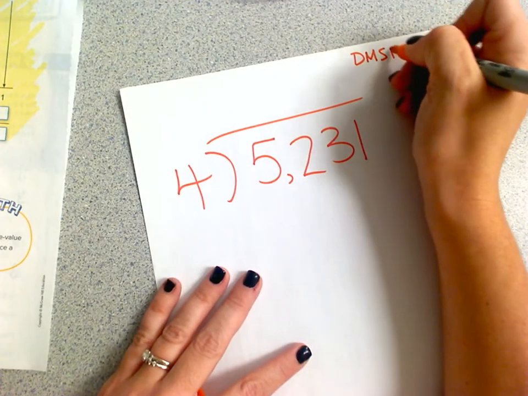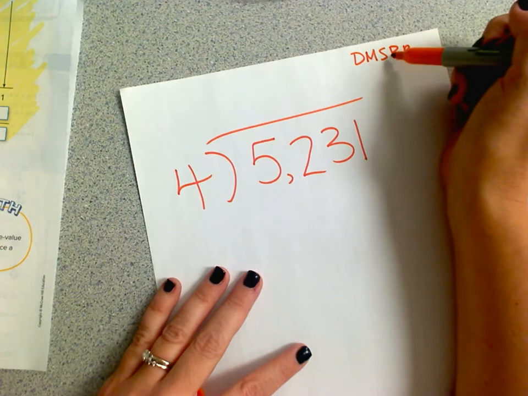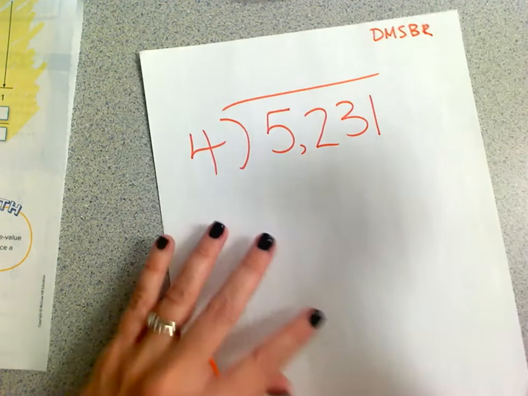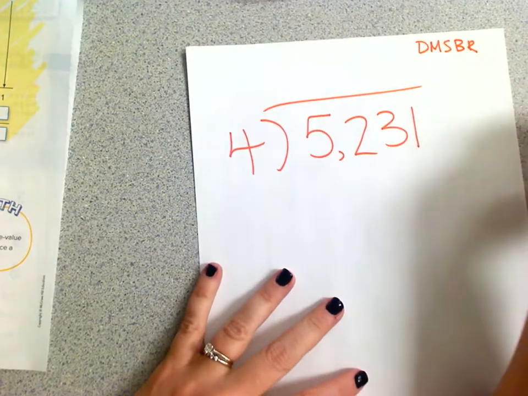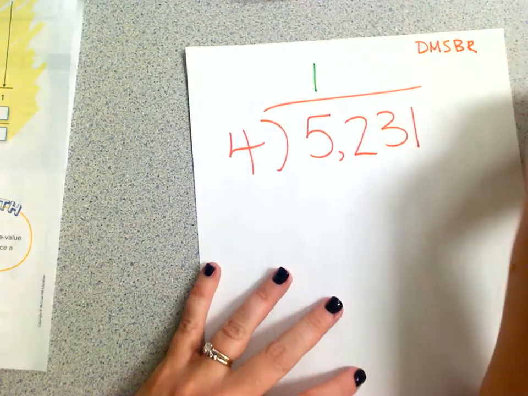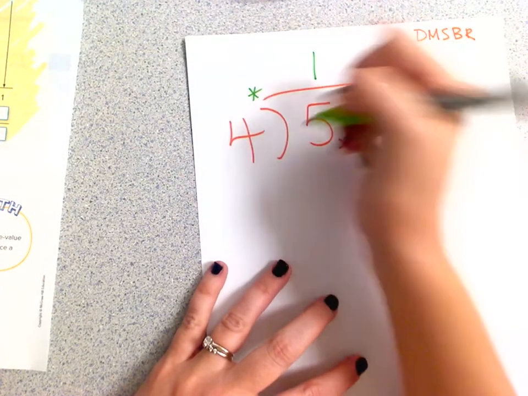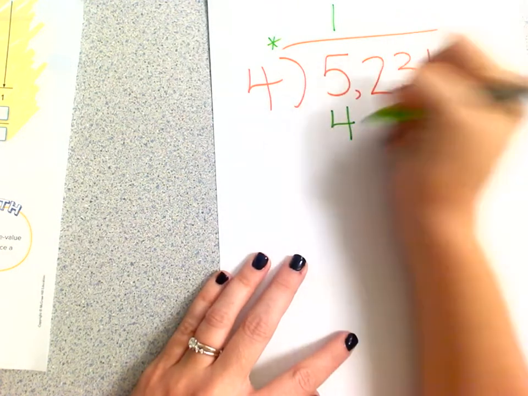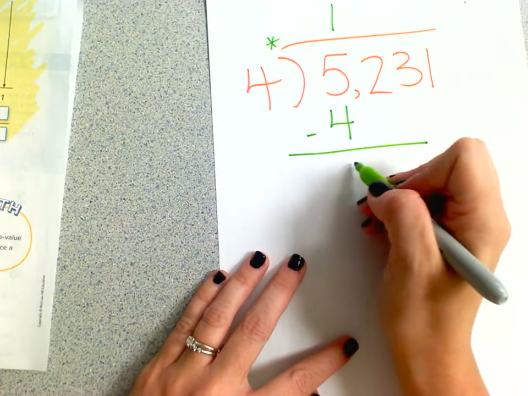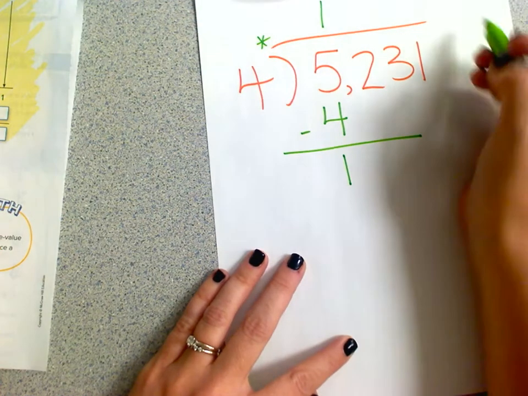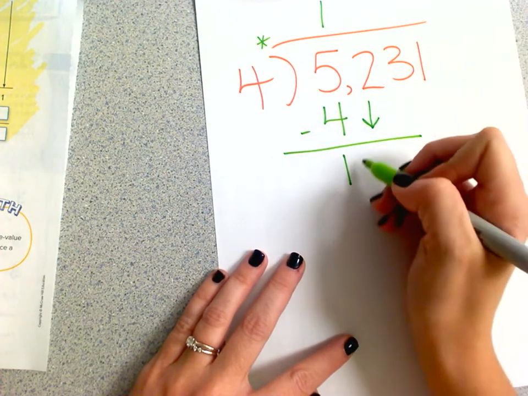Does McDonald's sell burgers raw? Meaning divide, multiply, subtract, bring down, and repeat. Let's get started. Can 4 go into 5? Yes. How many times? 1. 1 times 4 equals 4. Next step, subtract. 5 minus 4 equals 1. Next step, B, bring down.